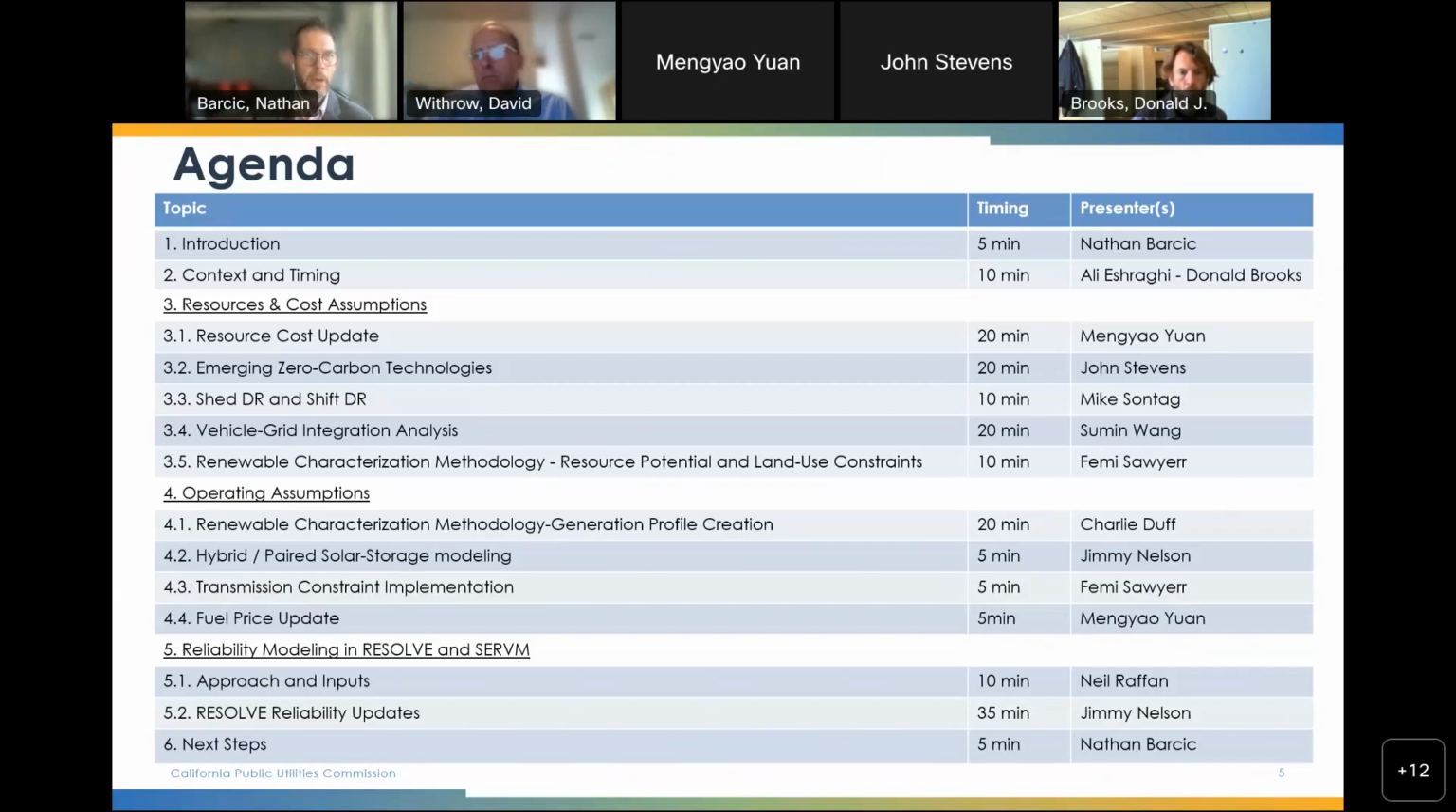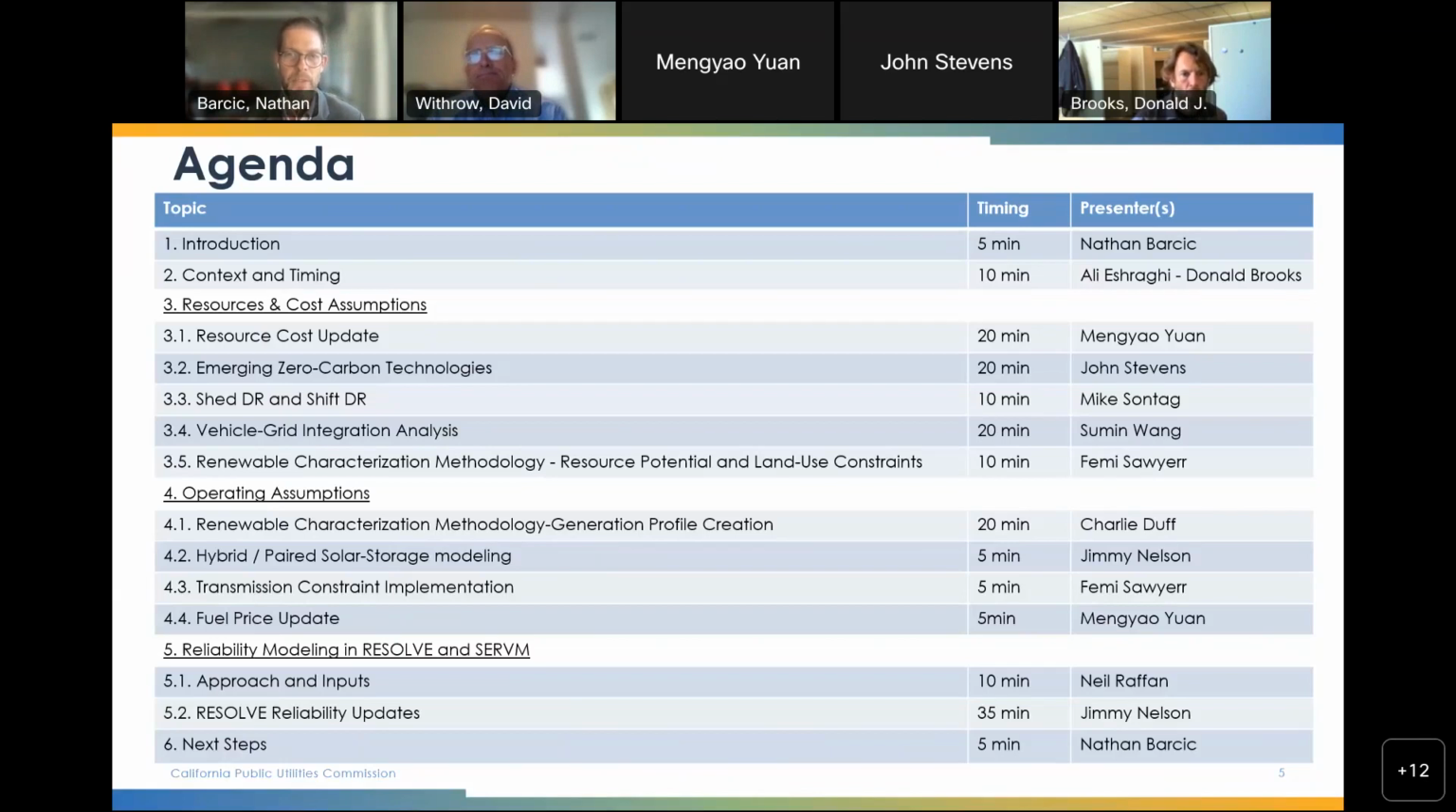At a high level, the topics that we're going to cover fall into kind of 2 buckets, in my view. First is a set of them that you're kind of used to in IRP, INA conversations: resource cost updates, resource potential and land use constraints, shed demand response, shift demand response, generation profiles, transmission constraint implementation, fuel price updates, those sorts of things. The second might be a little bit more new and a little bit more blue sky.